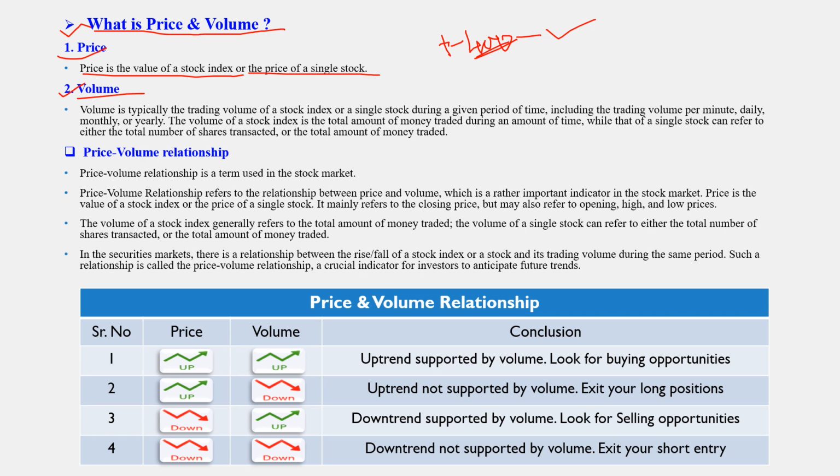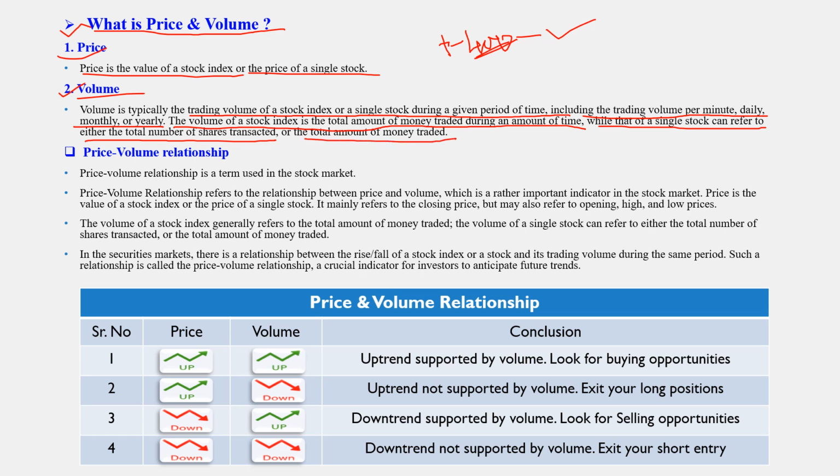Volume is typically the trading volume of a stock index or a single stock during a given period of time, including the trading volume per minute, daily, monthly, yearly. The volume of a stock index is the total amount of money traded during that time, while for a single stock it can refer to either the total number of shares transacted or the total amount of money traded.